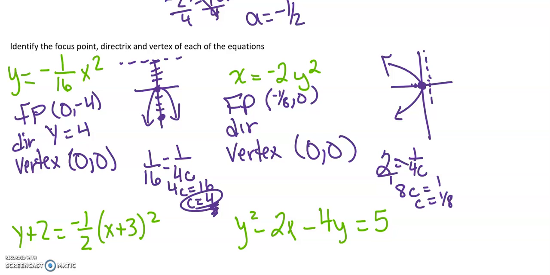That's my focus point. Okay, and then the directrix is on the outside, crossing the x-axis at x equals 1/8. So be careful. The distance between the vertex and the directrix and the focus point is the same. So if I know a, I can figure out the distance between them. Alright, so let's go down to these two.